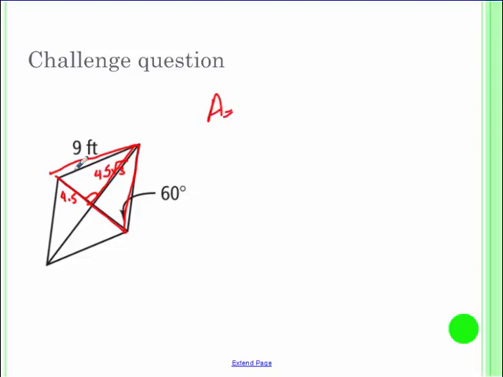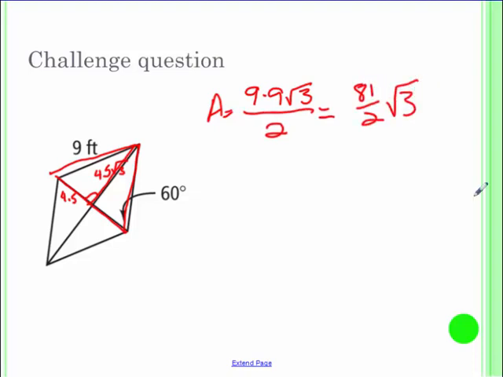So one of my diagonals is 9. My other diagonal is 9 root 3 because 4.5 plus 4.5, and then let's divide that by 2. 9 times 9 is 81 over 2 with a square root of 3.